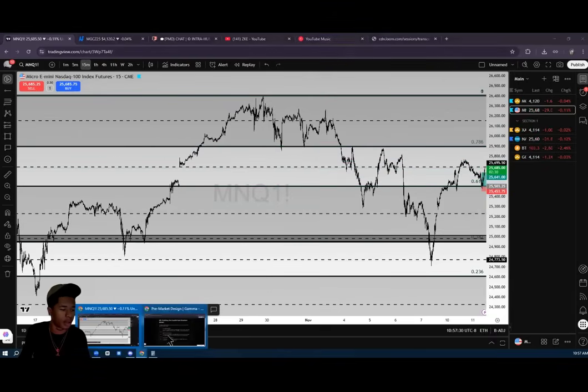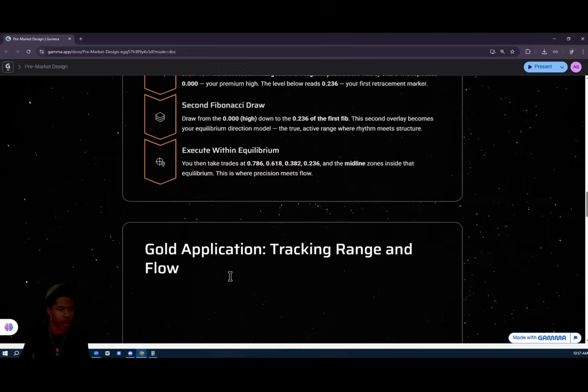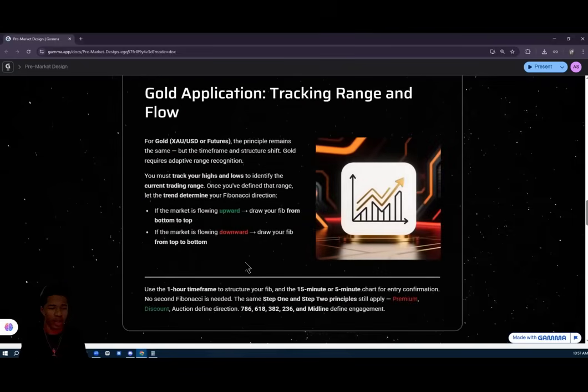Let's come back to here. So it says gold application, tracking range and flow. It says for gold, XAU/USD, or futures, the principle remains the same, but the time frame and structure shift. Gold requires adaptive range recognition. This is from Romel and his Holy Grail. This is his strategy, Holy Grail. And he had to incorporate the Holy Grail with the fibs, however you want to put it, to have an effective way of trading gold.